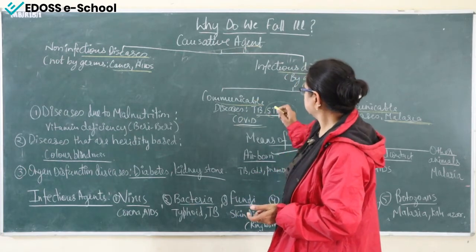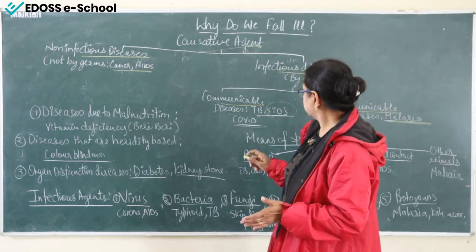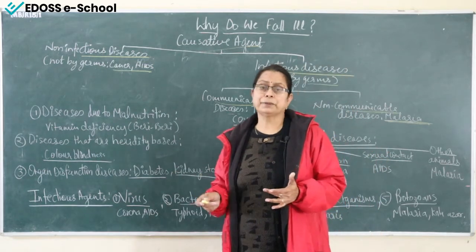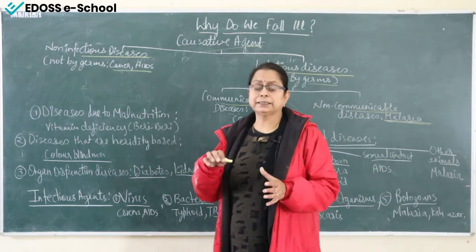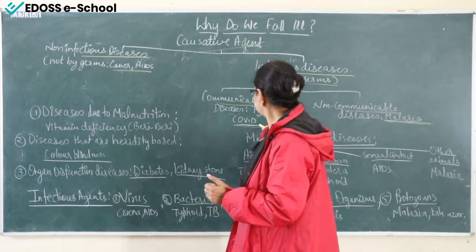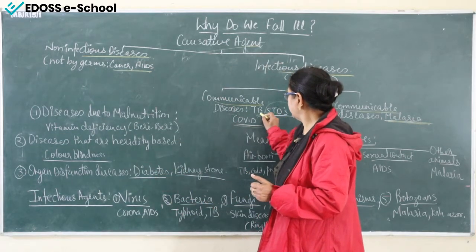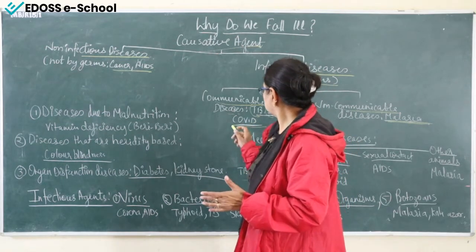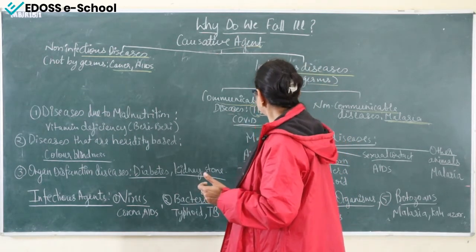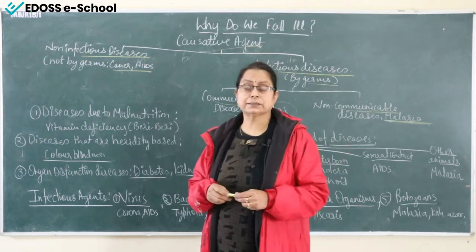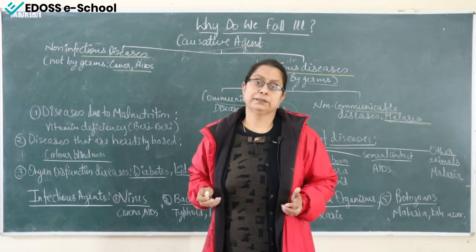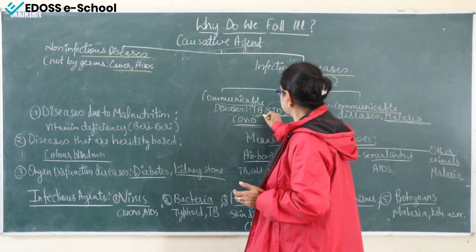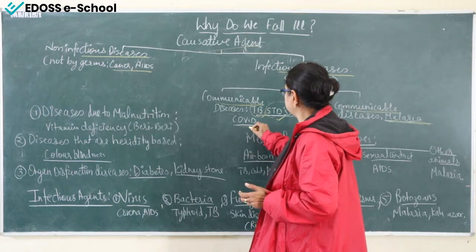Communicable diseases spread by touching or hugging, like STDs and tuberculosis. That means if a suffering person comes in contact with a normal person, then it is very easily transmitted. Communicable diseases that are transmitted like TB, STDs and COVID.